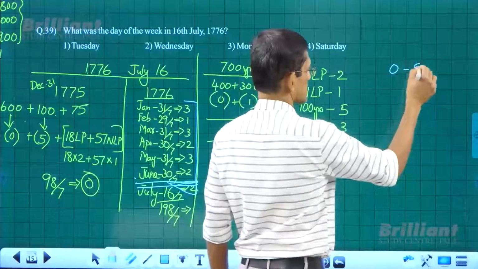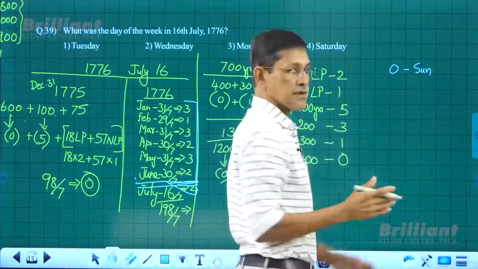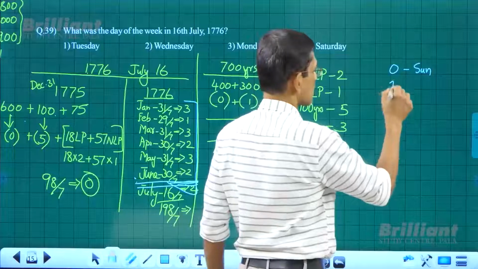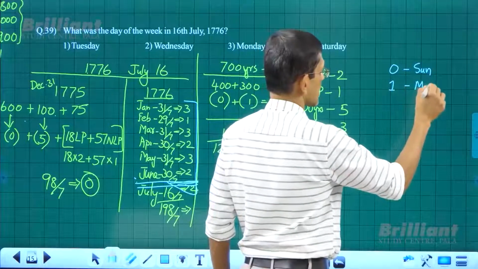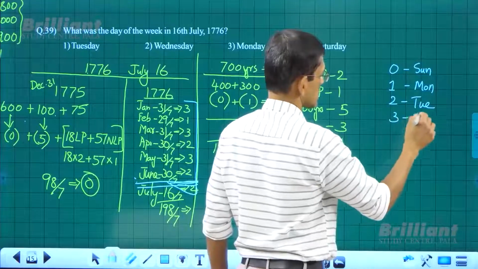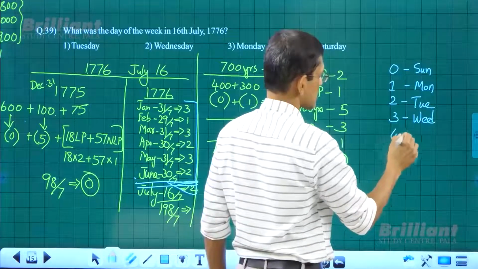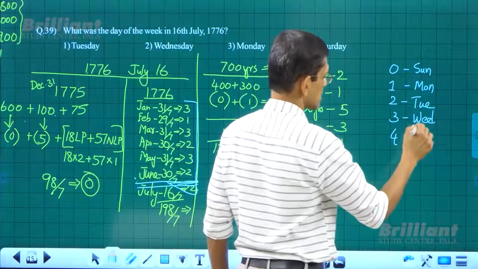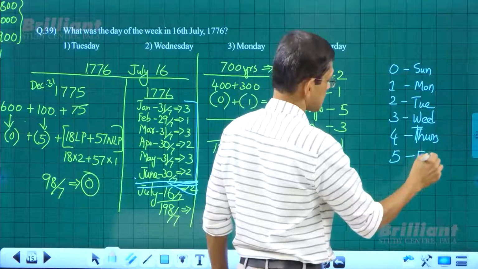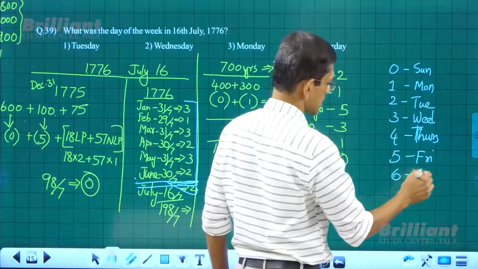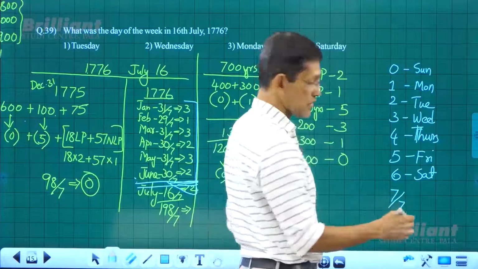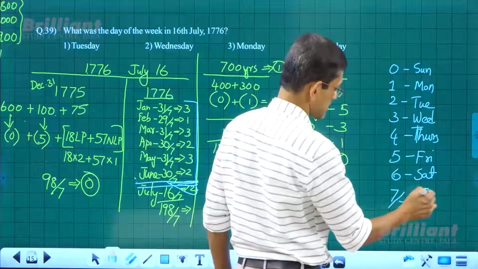0 odd days is considered as Sunday. So finally, when you get the number of odd days, if it's 0, it's Sunday. 1 odd day means Monday, 2 odd days means Tuesday, 3 means Wednesday, 4 means Thursday, and 5 means Friday, and 6 means what? Saturday. And of course, if you get 7 odd days, 7 by 7, what you get, remainder 0. 0 means again Sunday.